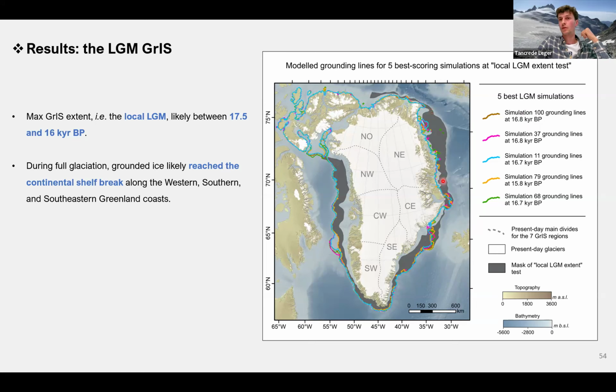However, you can see that in the northeast and the central east, we are not growing at all on top of this mask. And so we really are underestimating the extent of the ice sheet during the LGM in this region. In other regions, though, it's doing a pretty good job. And those 5 best simulations really reach the right extent.